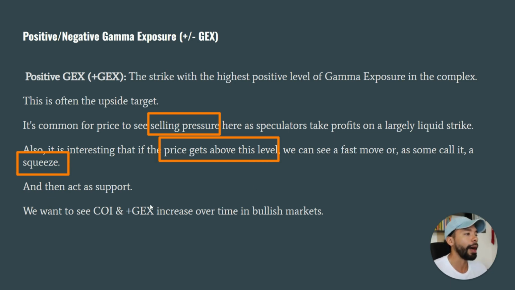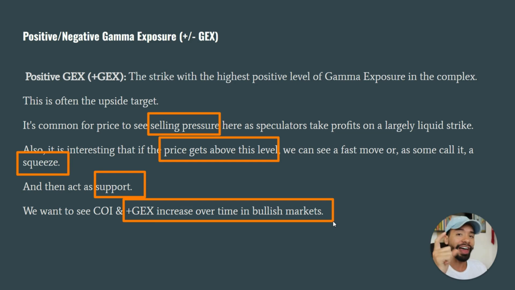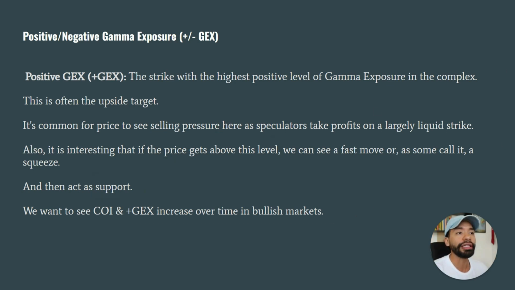And usually what happens is that if we get above that positive GEX, it can also act as a level of support if we happen to retest it. And of course, in a very bullish market, that positive GEX, that gamma wall, is going to continue to rise. So you're going to continue to see that level rise, and you're going to start getting new levels of resistance above the price that you're currently trading. That's actually super interesting to understand.